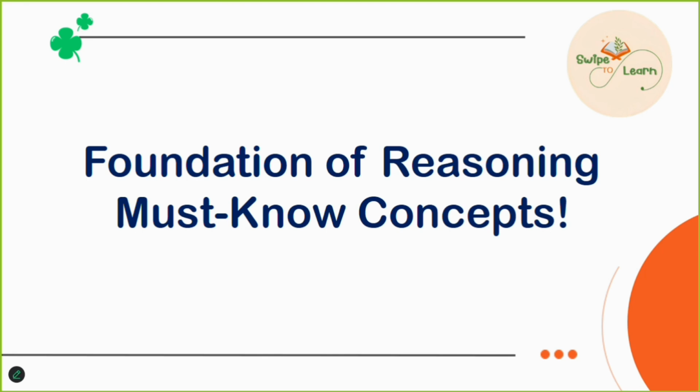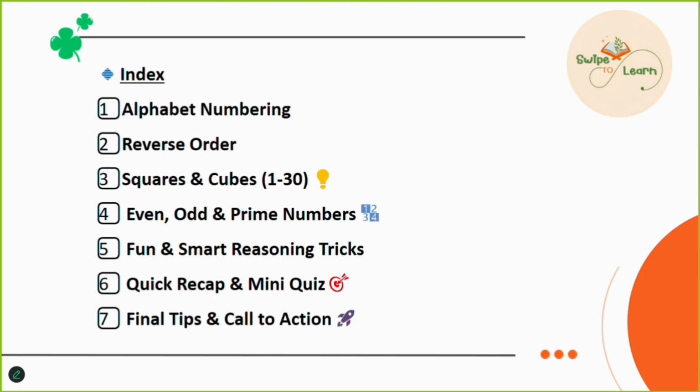Let's get started. There are various basics which we need to come across, including alphabetic numbers, the reverse order, squares, cubes, even numbers, prime numbers, and some reasoning tricks. And then at the last, we'll have a quick recap of what you have learned.